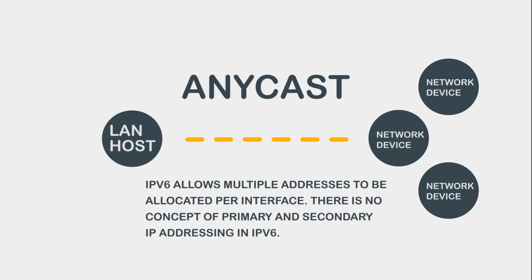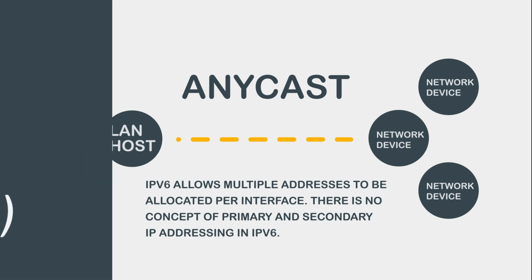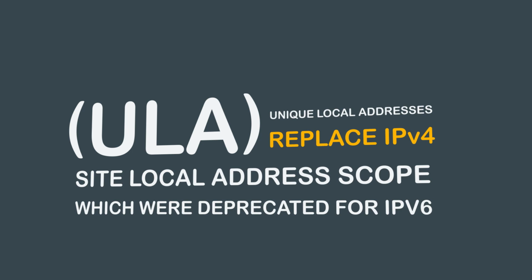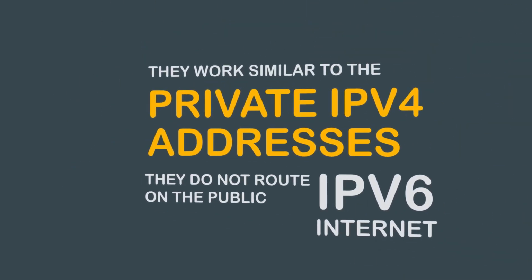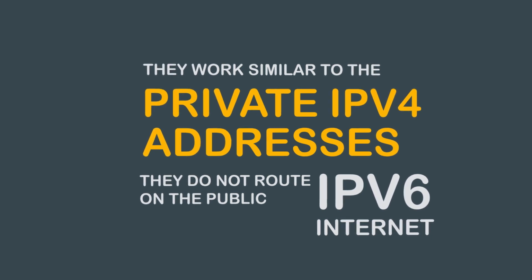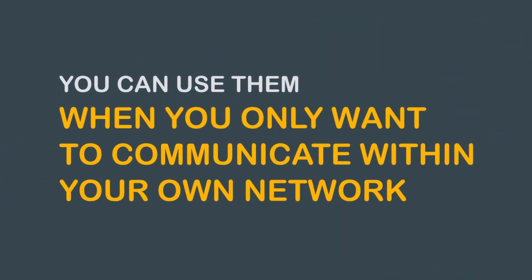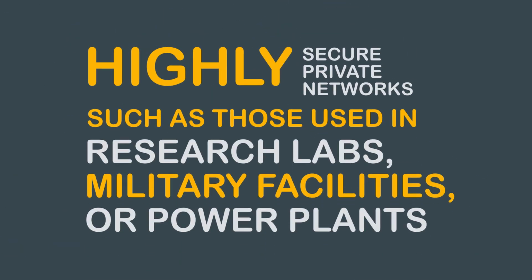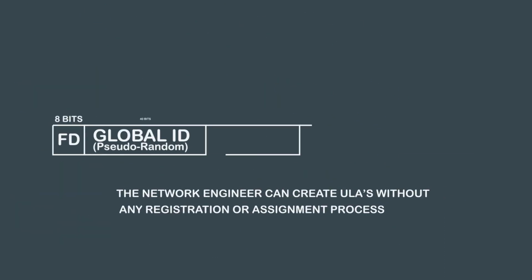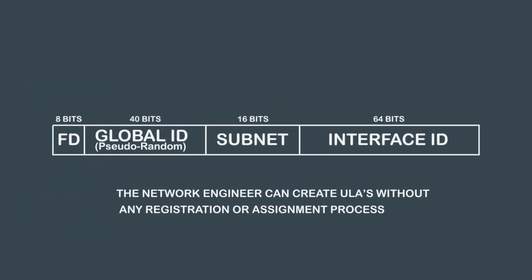Note that IPv6 allows multiple addresses to be allocated per interface. There is no concept of primary and secondary IP addressing in IPv6. Unique local addresses, ULA, replace the IPv4 site local address scope, which was deprecated for IPv6. They work similar to the private IPv4 addresses, since they do not route on the public IPv6 internet. Therefore, you can use them when you only want to communicate within your own network. This is particularly useful for highly secure private networks, such as those used in research labs, military facilities, or power plants. The network engineer can create ULAs without any registration or assignment process.